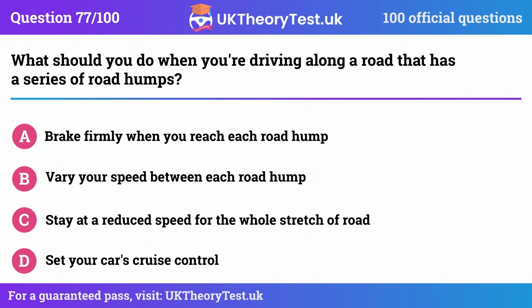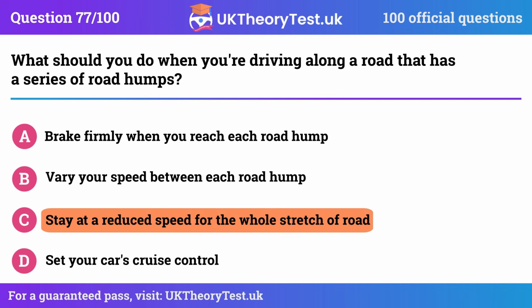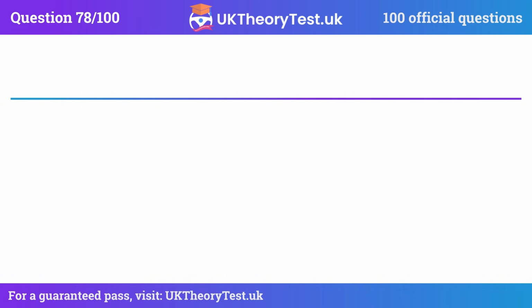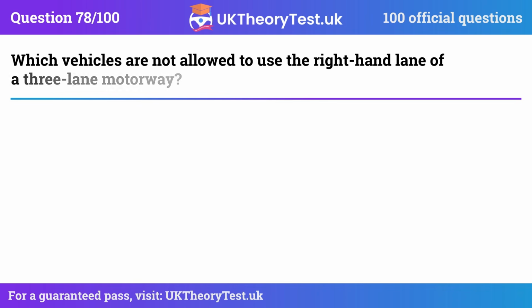The correct answer is C. Stay at a reduced speed for the whole stretch of road. Explanation: traffic calming measures are designed to protect vulnerable road users. Keep your speed down where traffic calming measures are in place. Question 78. Which vehicles are not allowed to use the right-hand lane of a 3-lane motorway?